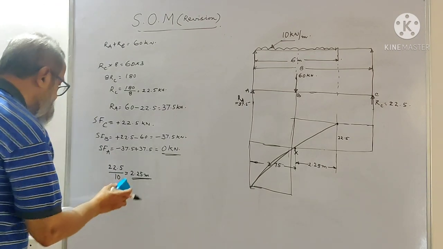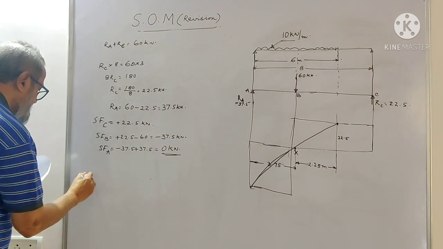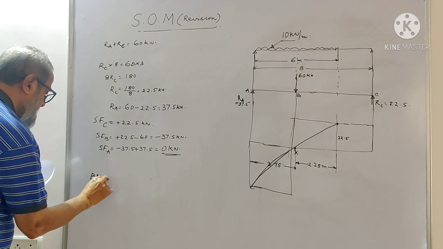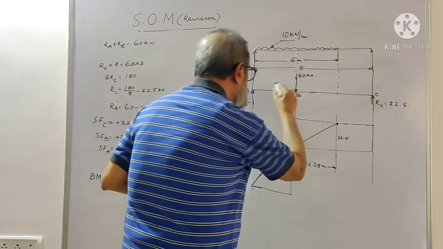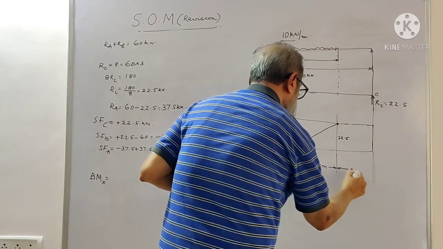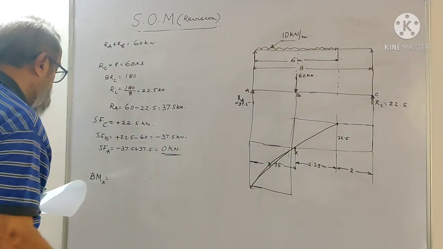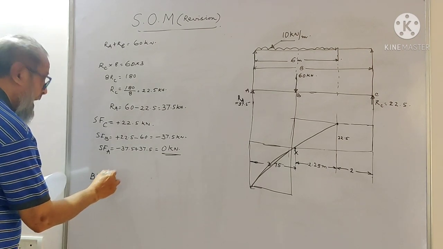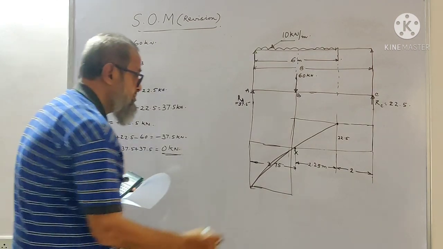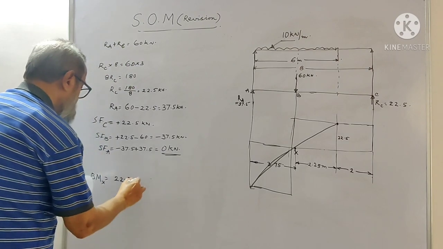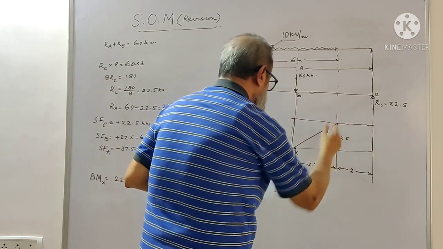Now to find out the bending moment at X, BM at X will be equal to, this is totally 8, this is 2, so the distance from here to here is 4.25. Now it will be 22.5 into 4.25. Only one force is there.